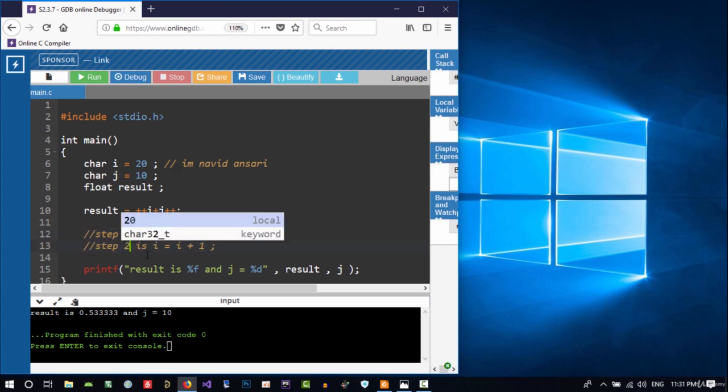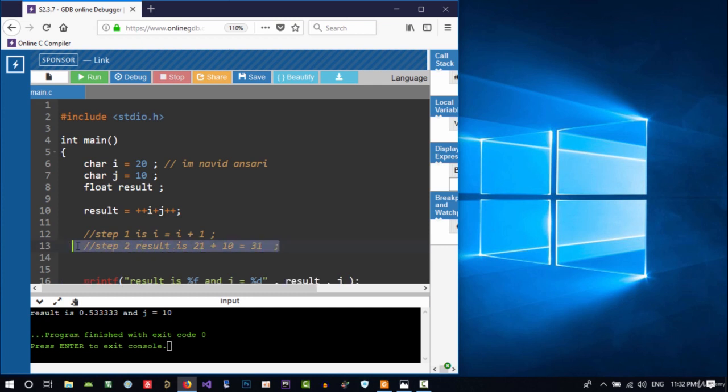Step 2. In step 2, the MCU will execute this. Step 2 result is: I was 20 and here it's plus 1, so it will be 21, plus J is 10, so we put 10 and the result would be 31.